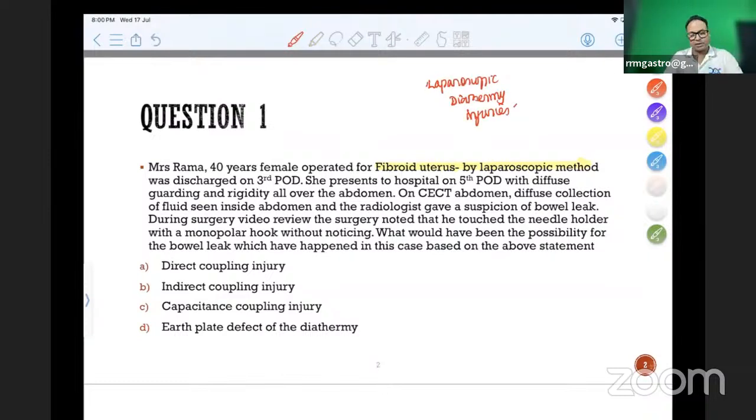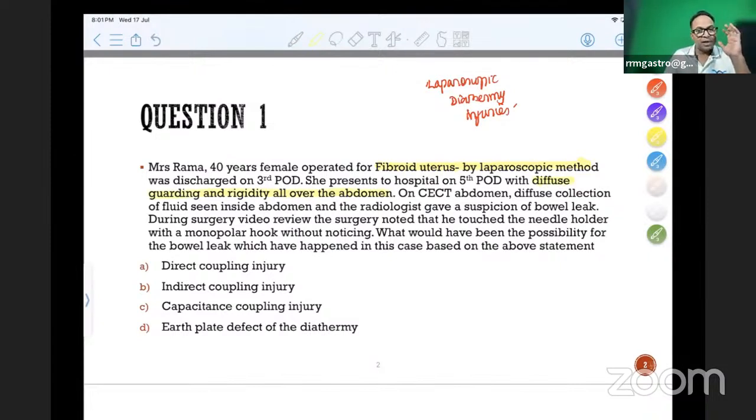This is one of the favorite topics of National Board. Just have an idea about this topic. Even if you have not read before, just understand. I'll tell you the points. She was discharged on 3rd post-op day. She presented to hospital on 5th post-op day with diffuse guarding and rigidity all over the abdomen. So a patient underwent laparoscopy, coming back with guarding and rigidity.